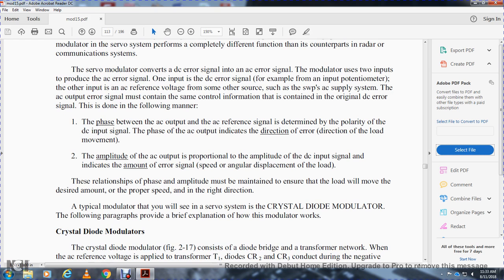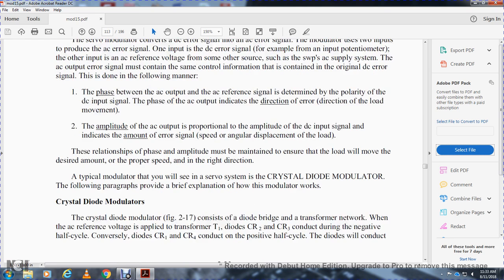A typical modulator you will see in the servo system is the crystal diode modulator. The following paragraph gives a brief explanation of how the modulator works. The crystal diode modulator, figure 2-17, consists of a diode bridge and a transformer network. The AC reference voltage is applied to transformer 1. Control rectifiers 2 and 3 conduct more during the negative half cycle.